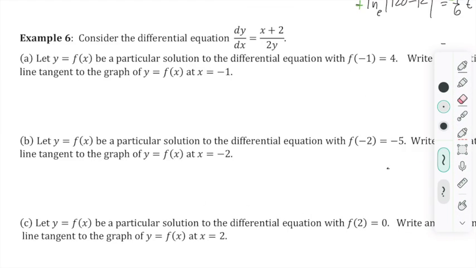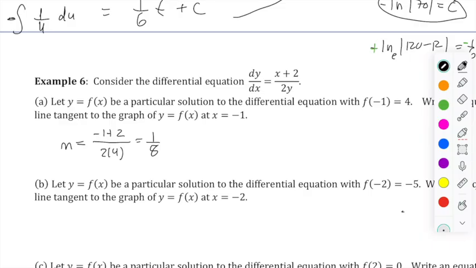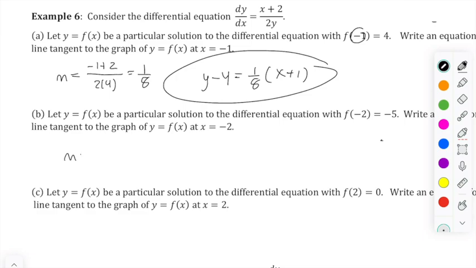So this next one is just writing tangent lines at different points. So again, my slope for the first one, for a, just plug in -1 and 4 for x and y. So it gives me 1/8. So we're going to get y minus y1, which is 4, equals your slope times x minus -1, which would be x plus 1. There you go.